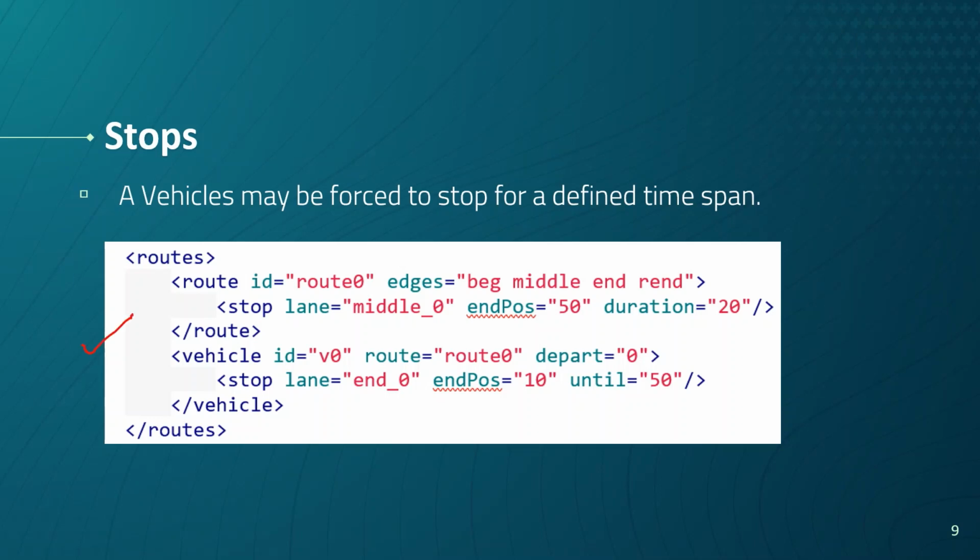By the way, stops, as I mentioned, can be children of vehicles, routes, persons, or containers. Here, the resulting vehicle will stop twice. Once at lane middle 0, because of the stop defined in its route, and the second time in the lane end 0, because of the stop defined in the vehicle itself. The first stop will last for 20 seconds, and the second one lasts until the simulation reaches second 15.